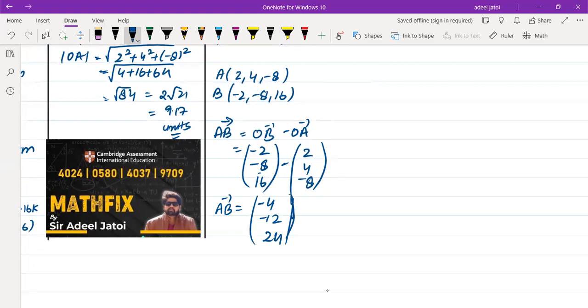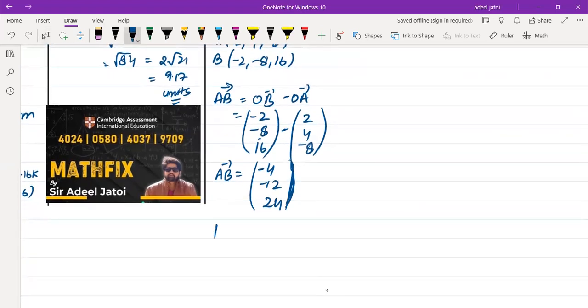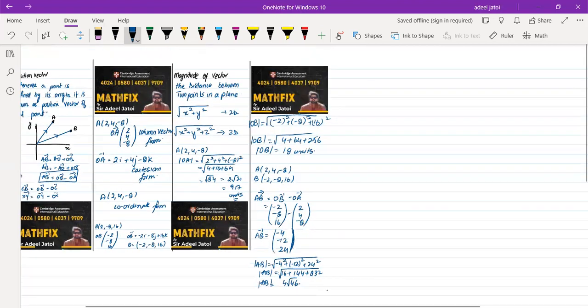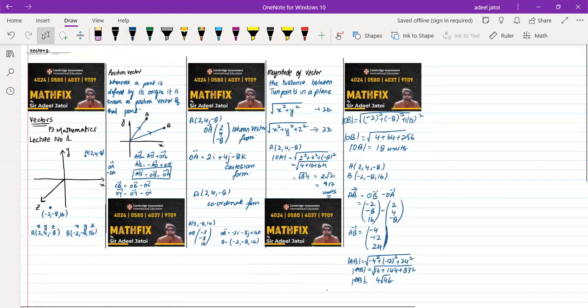So this will be the vector of A and B. Generally, if I want to find the magnitude of AB, this would be under root of minus 4 square plus minus 12 square plus 24 square. So the AB magnitude will be under root 16 plus 144 plus 576. So the magnitude of AB will be 4 under root 46. So this is your normal way when we are dealing with vectors and the magnitude itself.